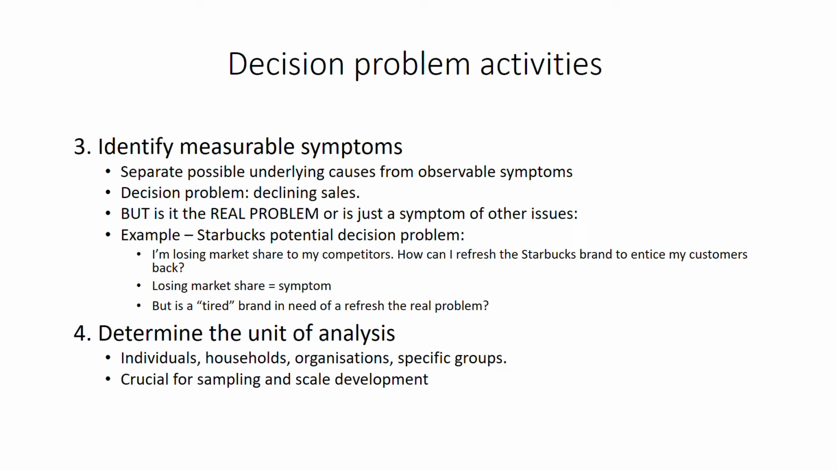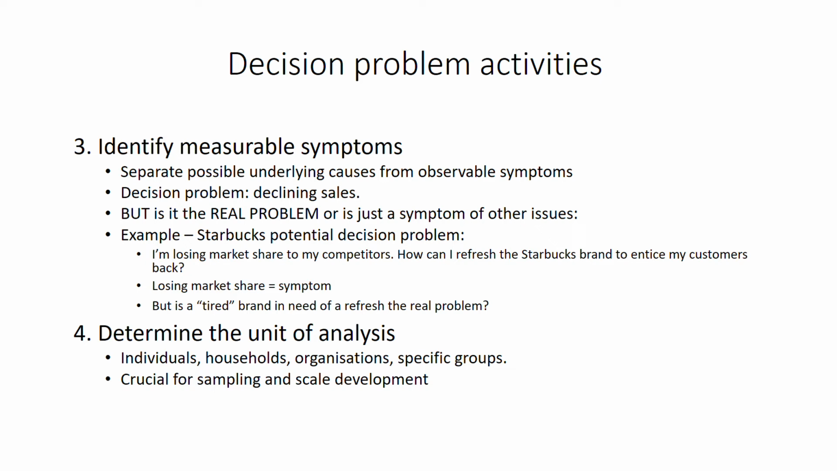The fourth step we need to do here is determine the unit of analysis. So is Starbucks' issue with individual customers, with households? Some decisions are made by household groups or family groups. Is it an organization that is their unit of analysis? So if they had a B2B problem, say they were trying to determine the best supply chain arrangements, that means their unit of analysis would be supply organizations.